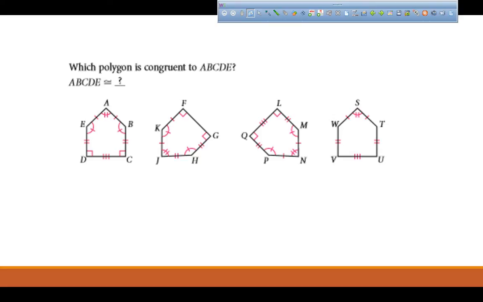What do you think, Kareem? I think name it in the correct order. NPQL. Very good. Okay. You have to name it in the correct order as well, right?